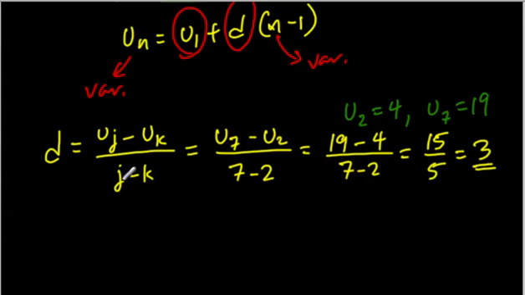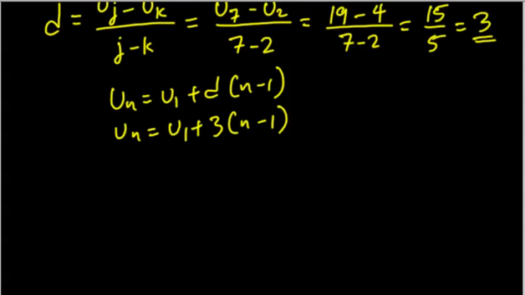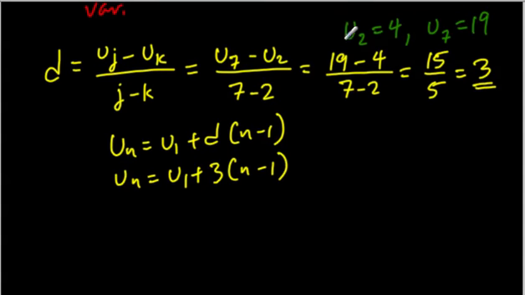Now, how do we find u1? Remember, the equation is un equals u1 plus d(n minus 1). Just like with a linear equation, if you want to find a constant, you just plug in a point. That's pretty much what we do here. So we have u1 plus, since we know our common difference is 3, 3(n minus 1). To find u1, let's plug in a point. It doesn't matter which point you use because they're all part of the same linear equation. Let's use u2 and 4.